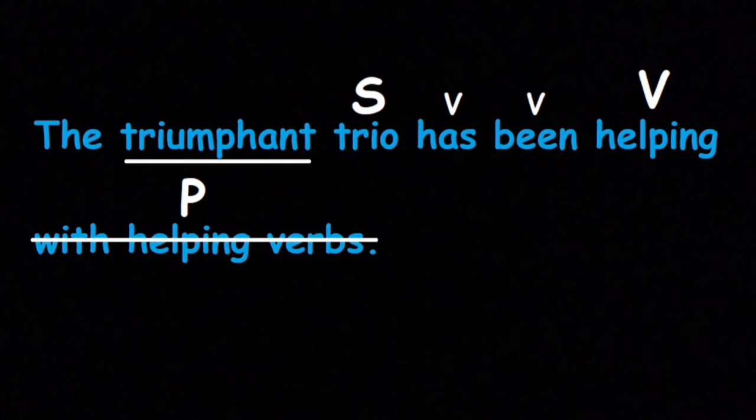Final step in search and check is to key in on the beginning, the ending, and the meaning of the sentence. Do we have a capital letter to start off our sentence? Yep. Do we have a punctuation mark at the end? Yep. And does our sentence make sense? I think it does. The triumphant trio has been helping with helping verbs. Say that 10 times fast.